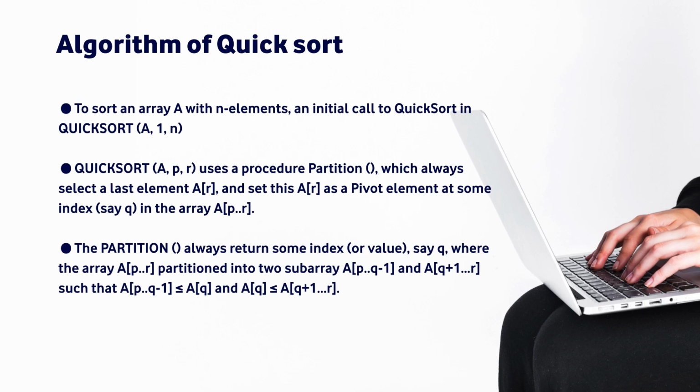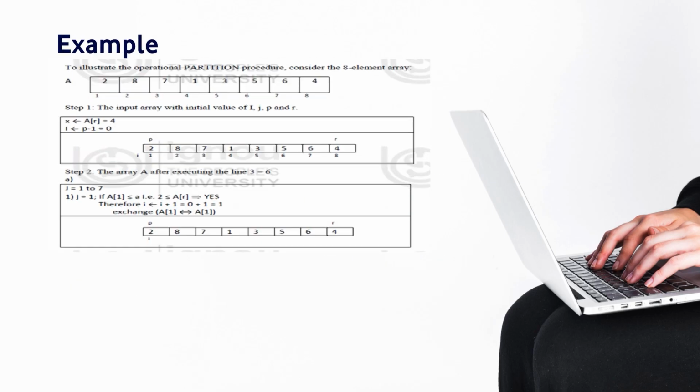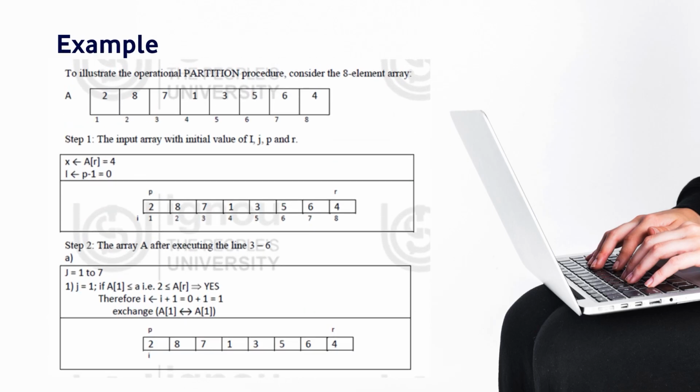Very similarly, if P is less than R, where P and R, if there are 8 elements, P will be 1 and R will be 8. If P is less than R, then you apply the procedure of partition, and because you have partitioned the list into 2 parts, you call quicksort on one part and quicksort on the other part, same thing. Okay.